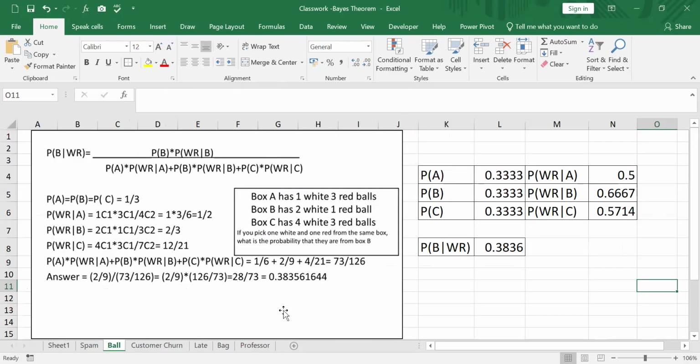Next question. Box A has 1 white, 3 red. B, 2 white, 1 red. C, 4 white, 3 red. If you pick 1 white and 1 red from the same box, what is the probability that they are both from the box B?